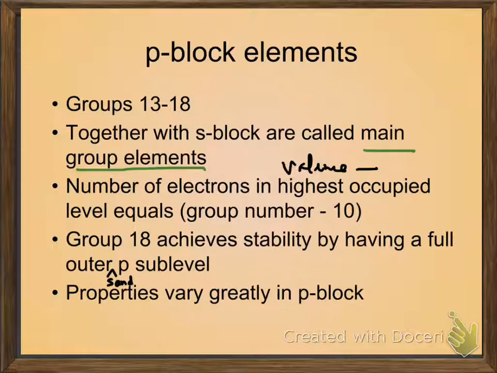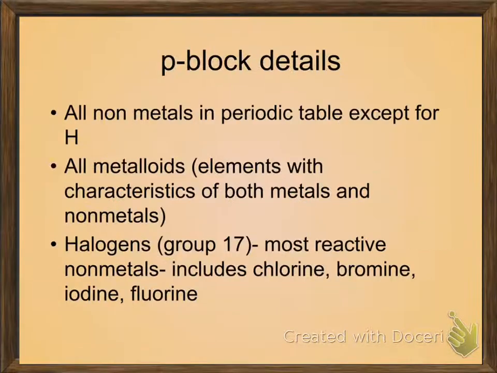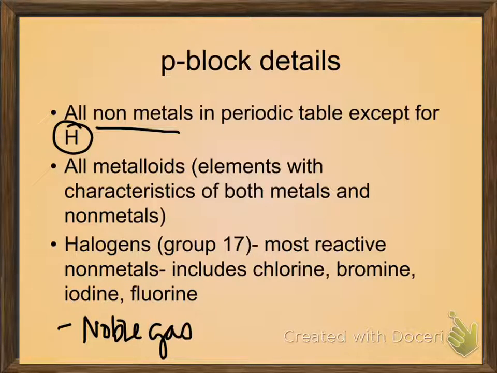We added that in. Beyond those generalizations, the properties in the P block vary pretty tremendously. After all, the P block encompasses every single nonmetal in the periodic table, well, except for that weirdo hydrogen. It's got all the metalloids, which are the elements that have characteristics of both metals and nonmetals. It's got the halogens, which are the most reactive nonmetals known, chlorine and bromine and fluorine and iodine, really crazy reactive stuff. And lest we forget, the P block includes the noble gases, which are completely unreactive.